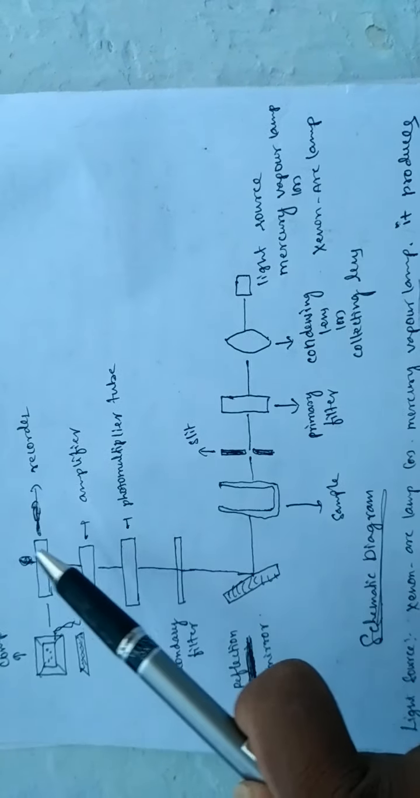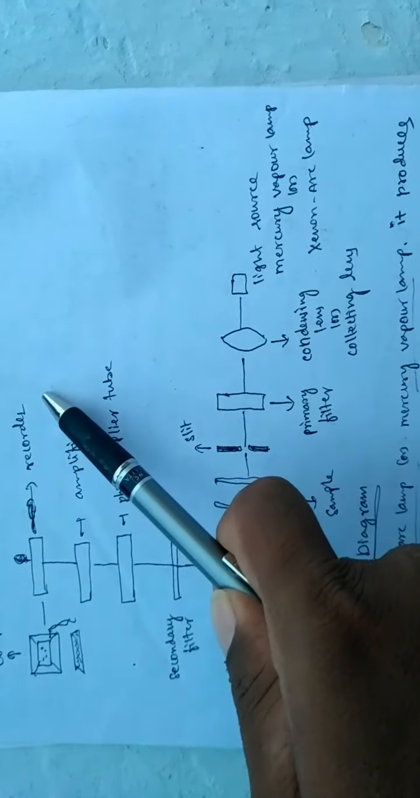This photomultiplier tube captures an image and passes it on to the amplifier. This amplifier amplifies the image several times. The recorder records the amplified image. And coming to the computer, it receives and develops the well developed image of the fluorescent molecule.